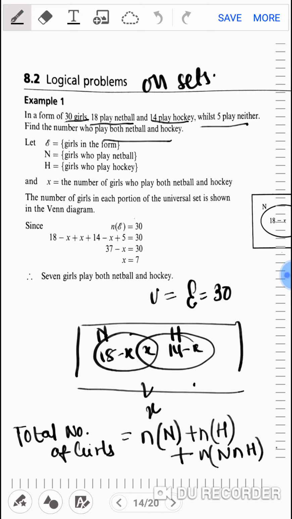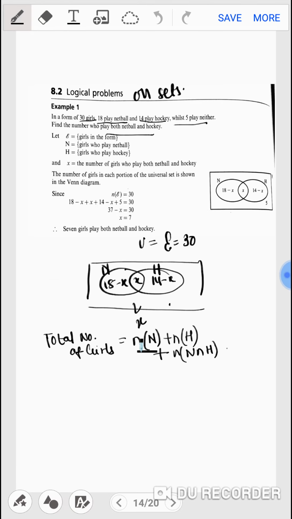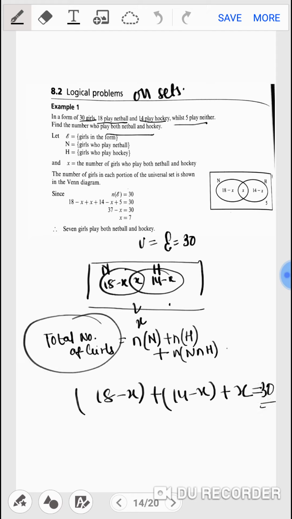Getting my point clear? I'll put the values. Number of N, that is 18 minus X, plus number of H, that is 14 minus X, plus X will be equal to 30, that is the total number of girls. When you solve this equation, you will get the value of X as 7. That means girls who play both netball as well as hockey will be 7. Clear?